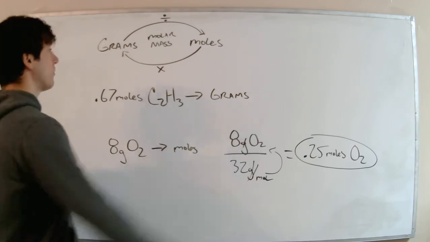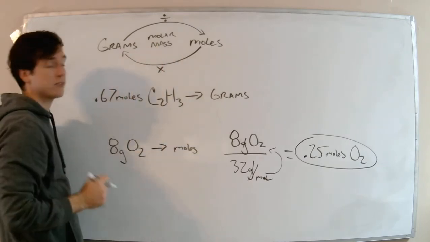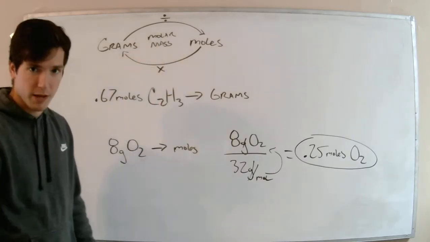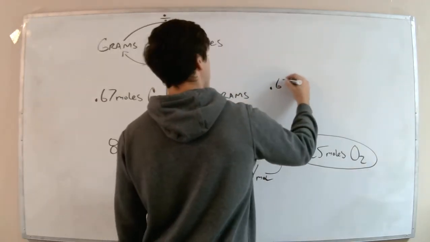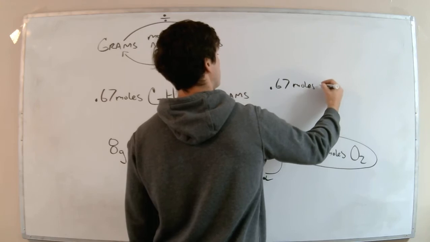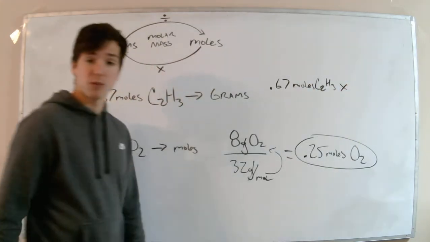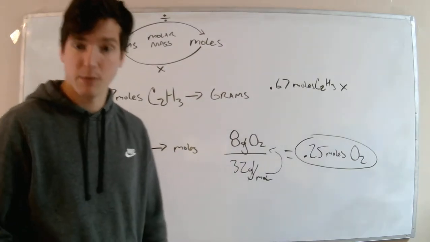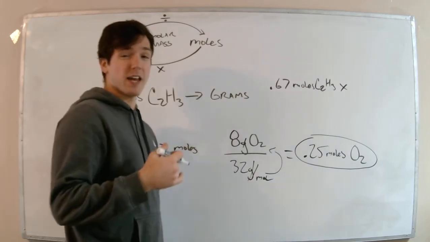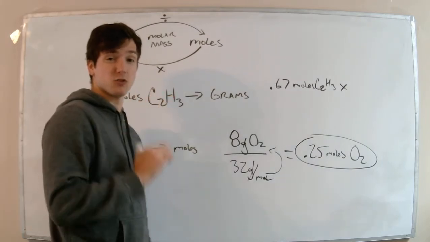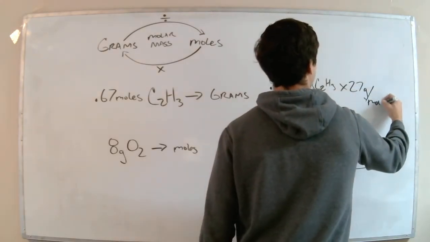So, again, we're now at the moles, but now I'm going to grams. So instead of dividing by molar mass, I'm going to multiply by molar mass. I start with what I'm given, which is 0.67 moles of C2H3. I multiply by the molar mass of C2H3, where carbon is 12 and hydrogen is 1. If we add all those up, those 2 carbons and those 3 hydrogens, I should get 27 grams per mole.